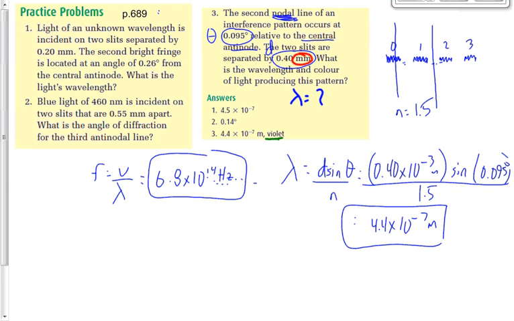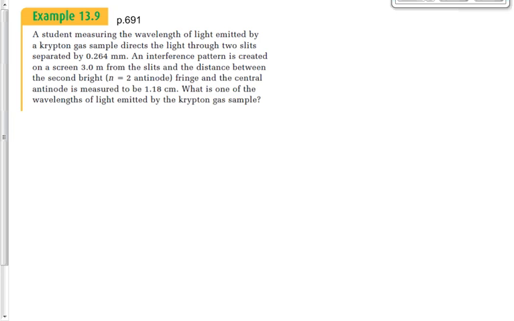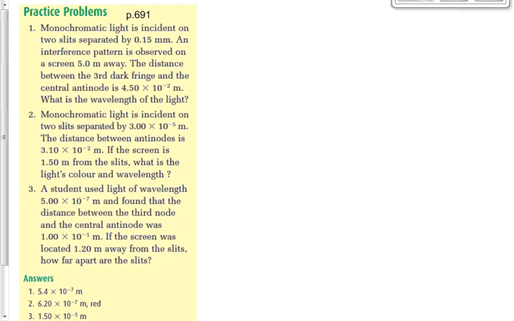Okay. We also had 3 more questions on page 691. Now, I think you would have found when you did these questions that the equation you would want to use for each of these is lambda equals xd over n times L. But there might be a problem with that equation for some of these questions. What's the issue with this equation that we may or may not have run into yet? Connor? Yeah, it doesn't work for big angles.